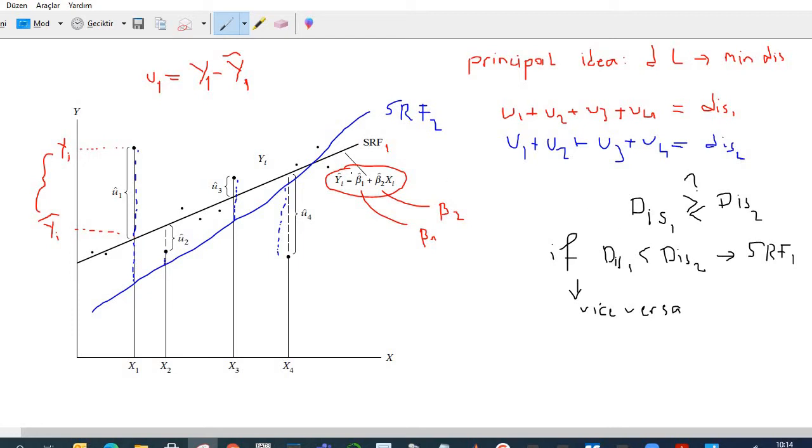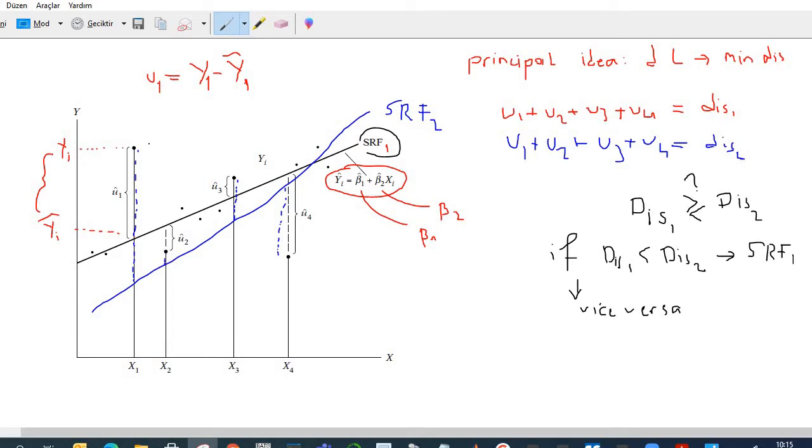So in this case, most probably sample regression function 1 is creating a smaller distance than sample regression function 2. So most probably we will select sample regression function 1 for this example.